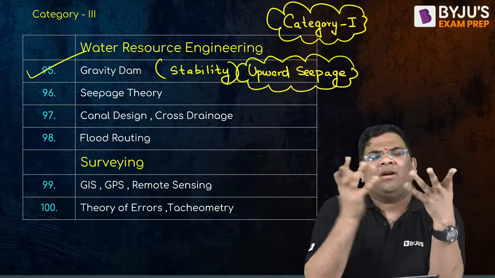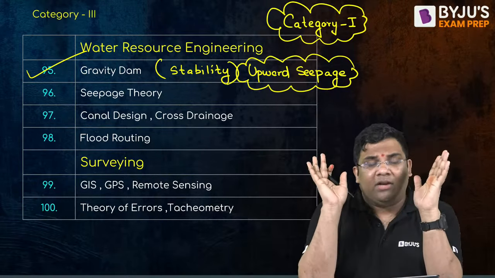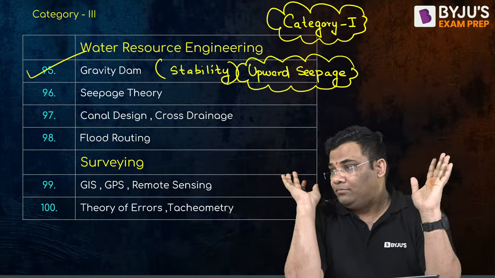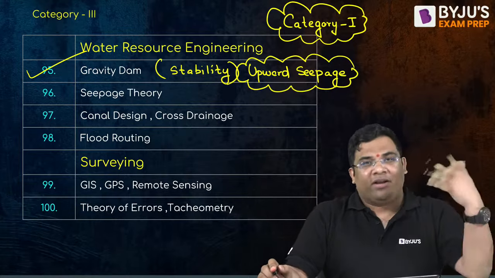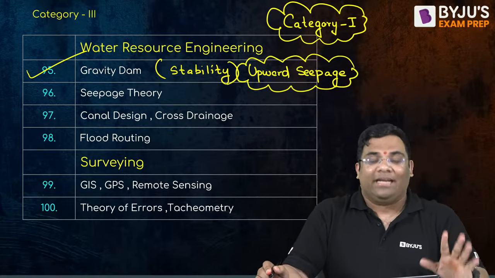Don't go for qualifying. What will you do by qualifying? Don't target qualification now. Go for killing. CPACE theory, again important, but not as important as water requirement, and therefore I put it in category 3.